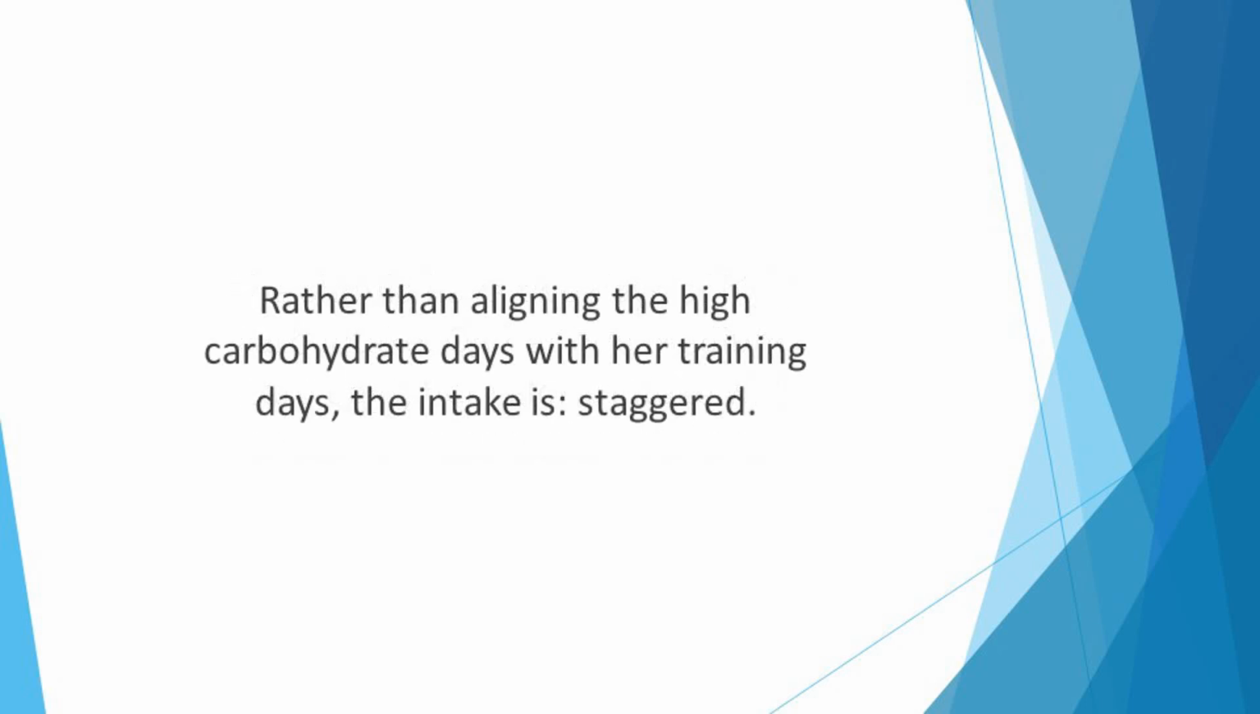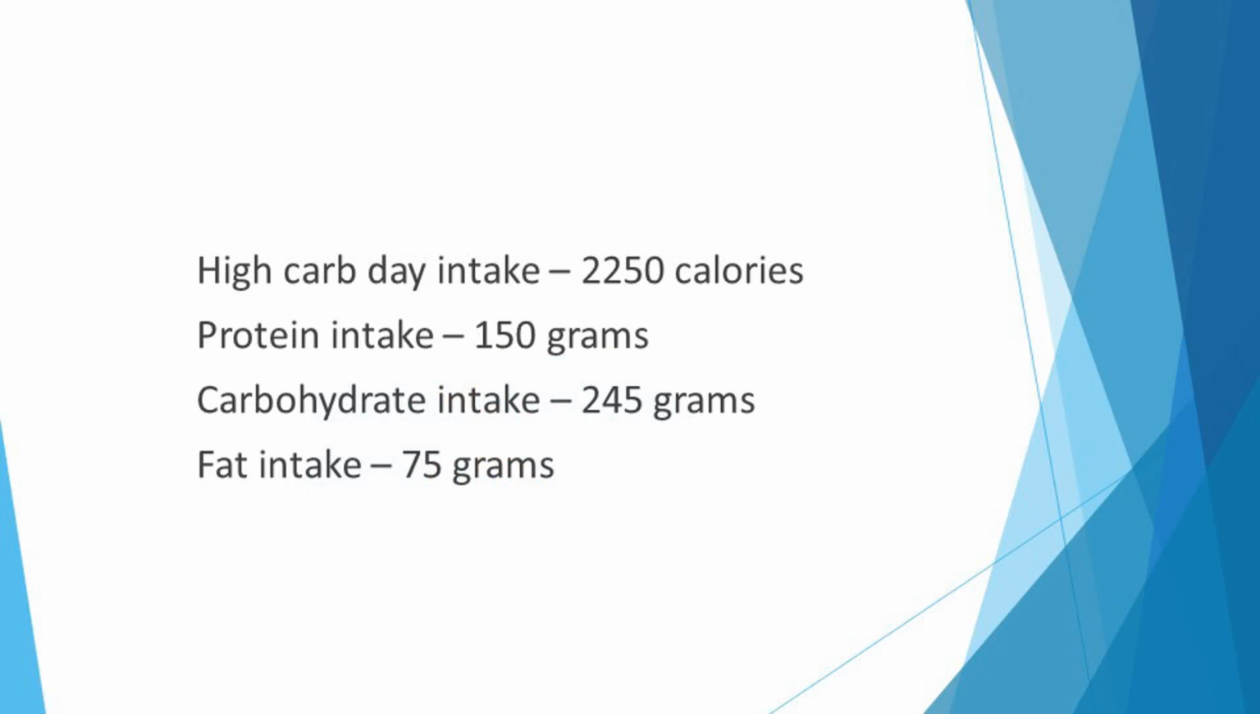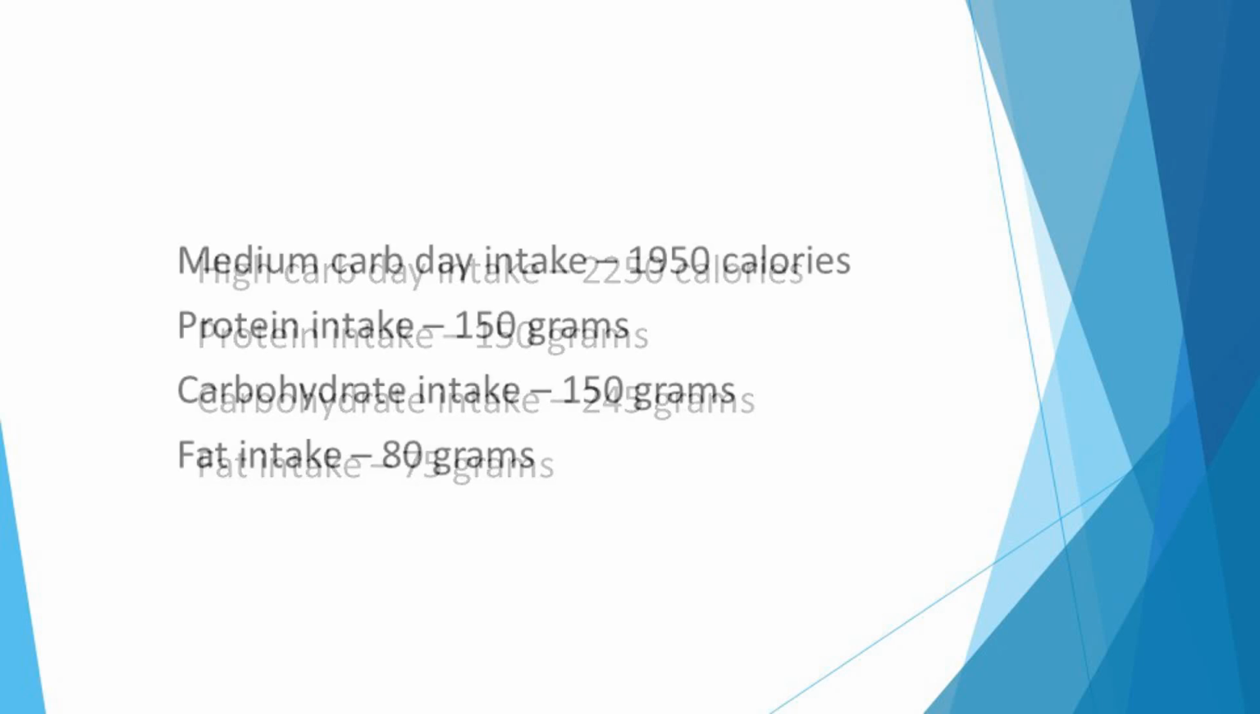Rather than aligning the high carbohydrate days with her training days, the intake is staggered. Training should be carried out on medium and high carb days, though, not low carb days. Her program will therefore look like this. High carb intake, 2,250 calories. Protein intake, 150 grams. Carbohydrate intake, 245 grams. Fat intake, 75 grams. Medium carb day intake, 1,950 calories.